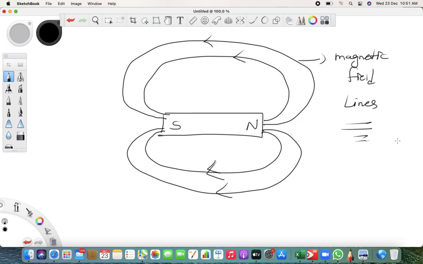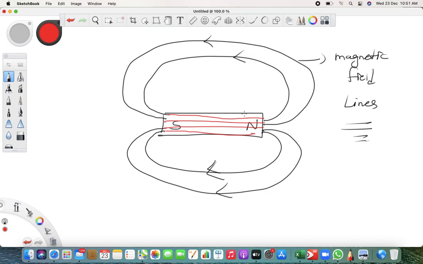So what is the direction of the magnetic field line outside the magnet? Outside the magnet, it emerges out, meaning it comes out of the north pole and goes into the south pole. And inside the magnet, what is the direction? It is from south to north.